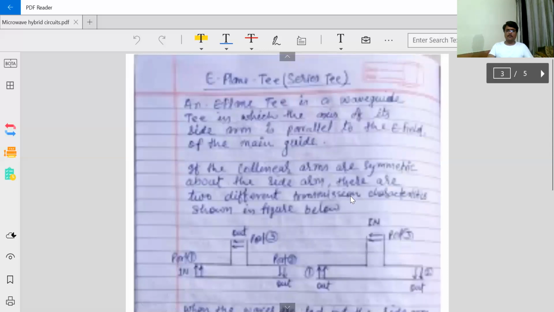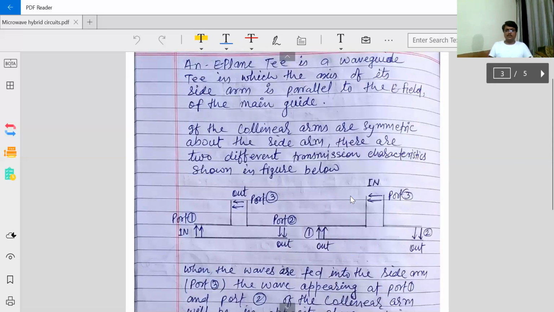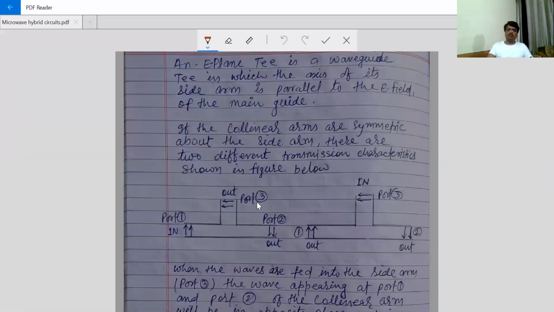Now there are two possibilities. What will happen when we give the input to port 1? It will go like this, but this arrow is stuck here, and it will go like this, and there will be no power at port 2 when we are giving the power at port 1.